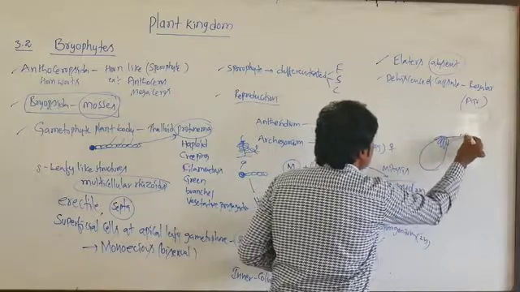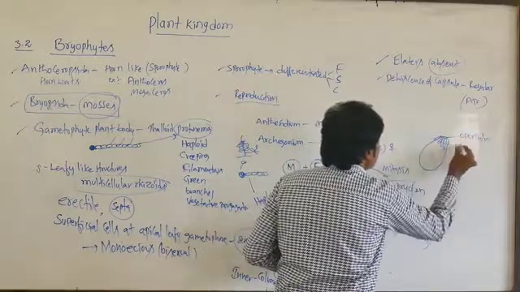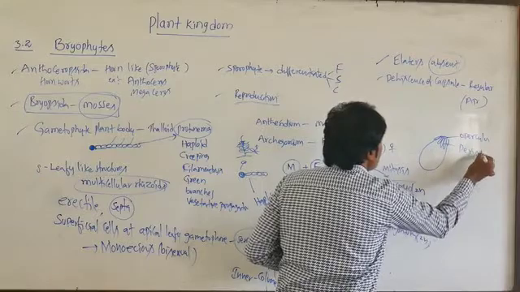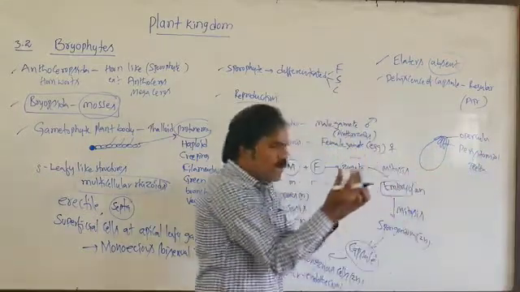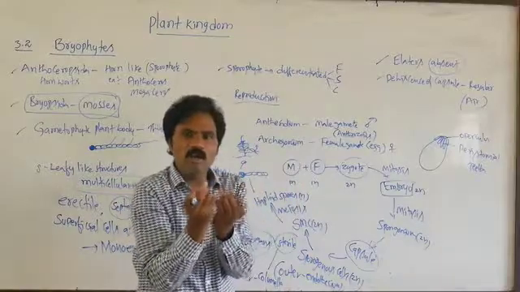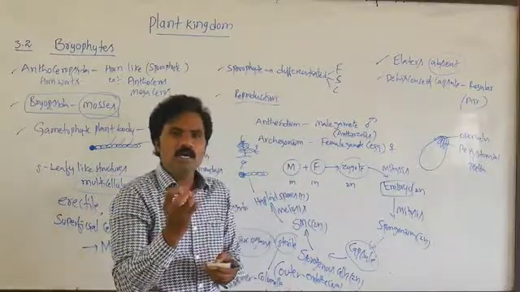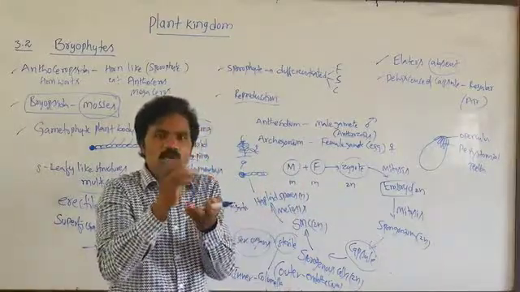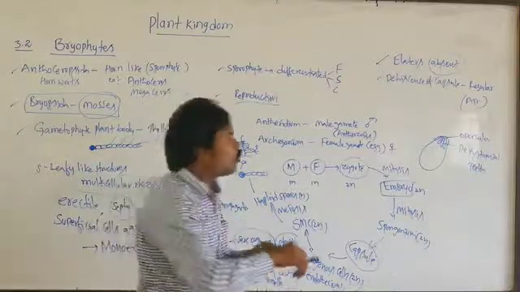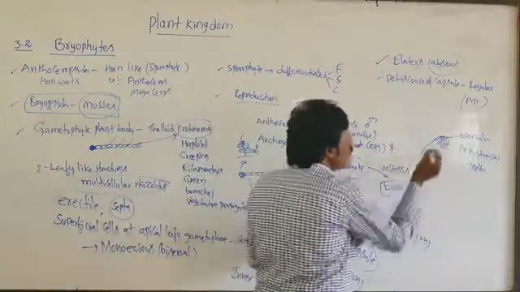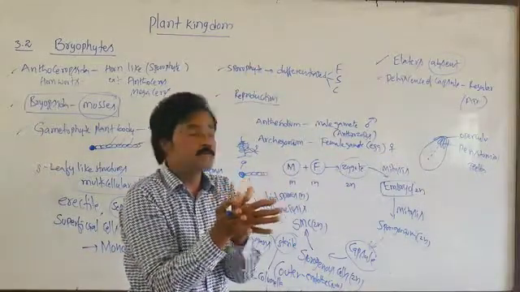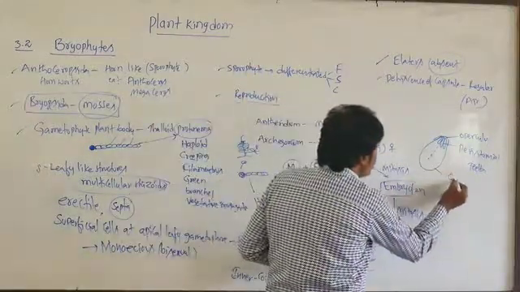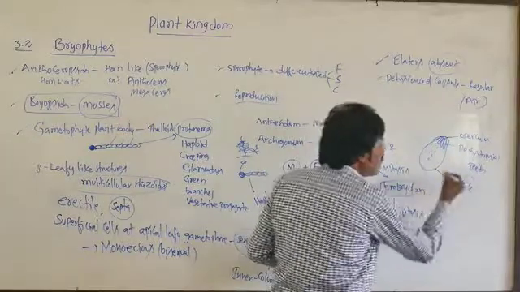This is the operculum. This is the peristomial teeth. Whenever there is folding or contraction, it closes. Whenever there is relaxation, the inner part of the pores opens and the spores are dispersed. Why? Because here the elaters are completely absent. This is the capsule part.